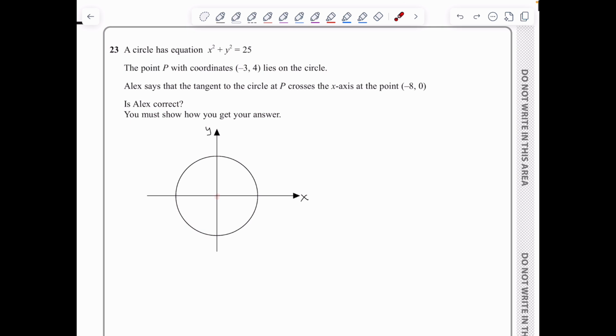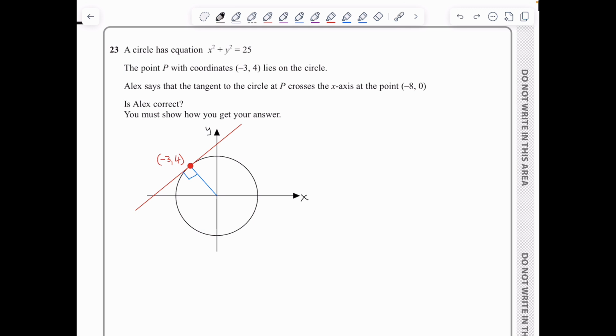Now somewhere we've got the point (-3, 4), and we're drawing the tangent, and we need to investigate whether it is indeed the case that we cut the x-axis, so over here at the point (-8, 0). Now we'll join the point (-3, 4) with the center of the circle, the origin. So this is a radius, so the angle here must be 90 degrees.